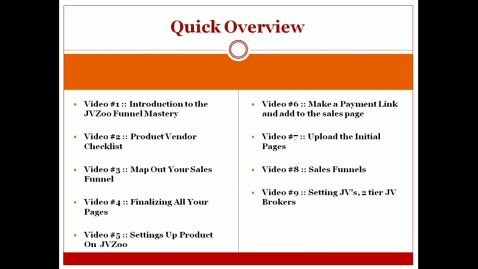Video number 9, we're going to talk about setting up JVs, profit sharing, tier 2, two-tier JV brokers. In other words, JVZoo has been set up in a way where if you have 2 or 3 partners, or even just 2 people running a business together, at the point of sale, JVZoo is an amazing system because, let's say, somebody goes and buys your $10 product.